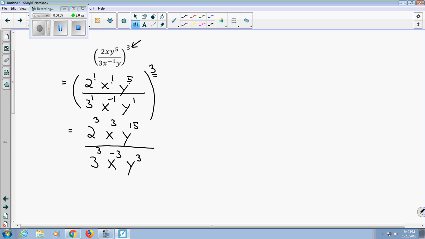Okay, I think what I'll do is deal with the 2 cubed and 3 cubed. 2 cubed is 8, and 3 cubed is 27. And I think I'll do that trick again where I'm going to break this up into 3 fractions in total. So that's going to be, we have x cubed divided by x to the negative 3. And then we have y to the 15th divided by y cubed.